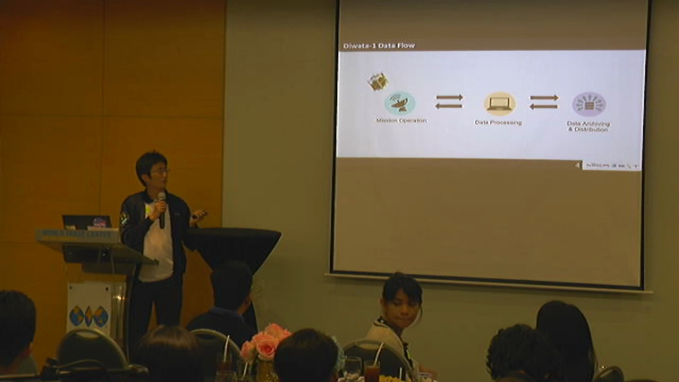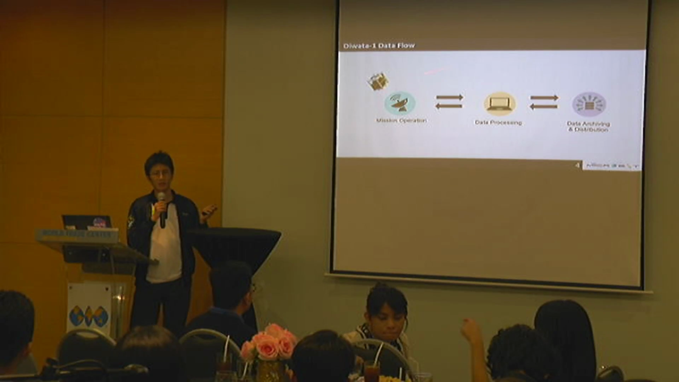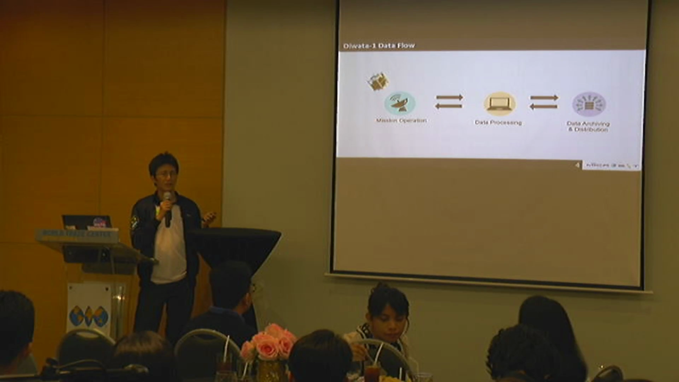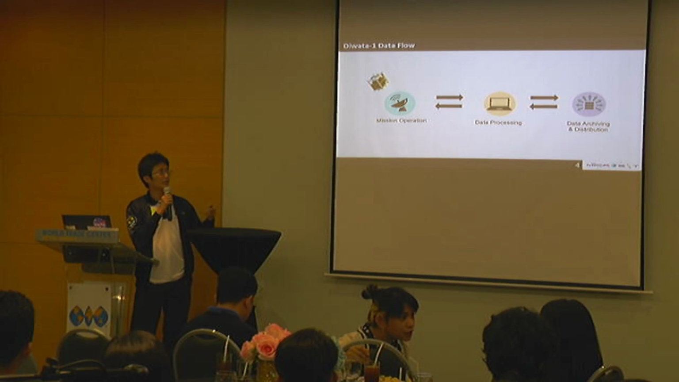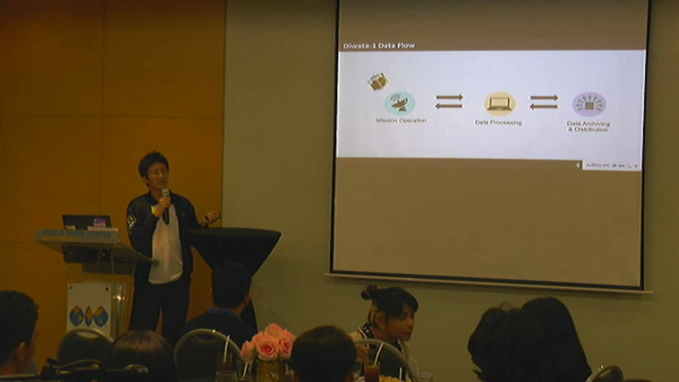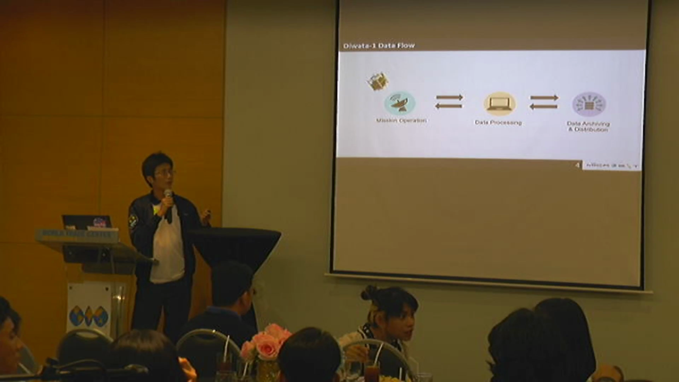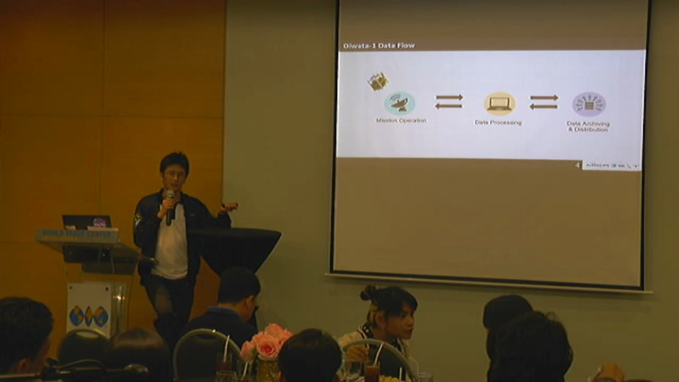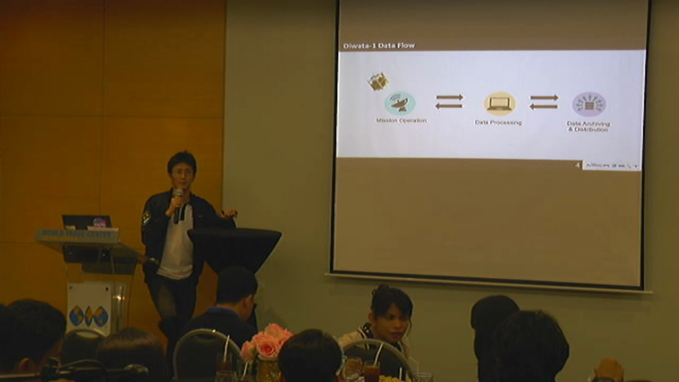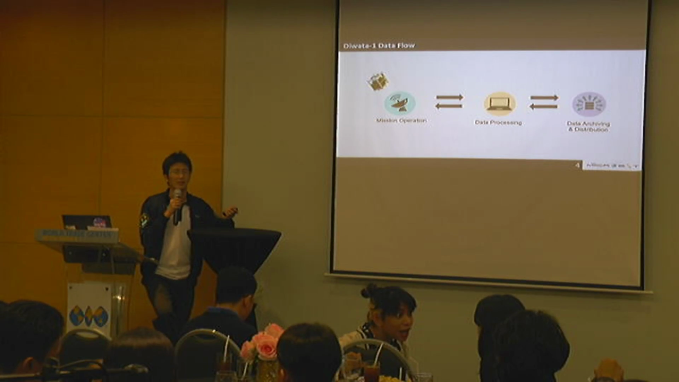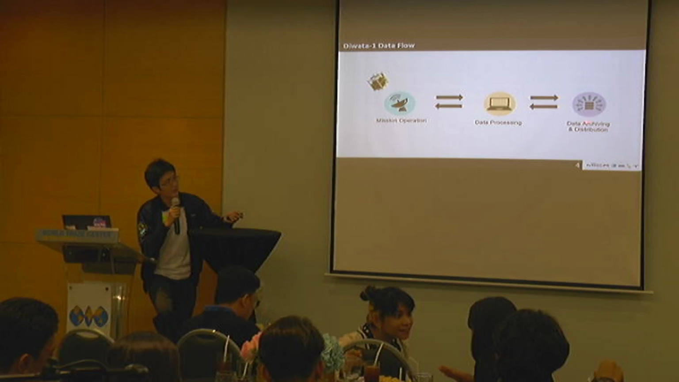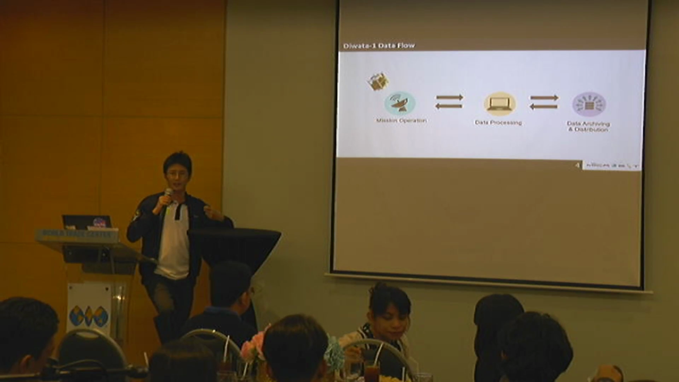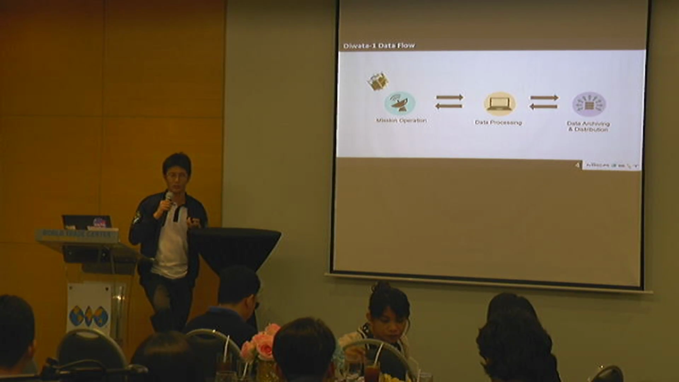Moving on, here we can see the Diwata 1 data flow. There's what we call the mission operation, which is what I'll be focusing on: how we operate Diwata 1. Once we get the data from Diwata 1, we process the data. You saw that the three black and white images were turned into a colored image, and that's a form of processing the data. The third component is the data archiving and distribution, which is how we get the data to its proper users, the people.